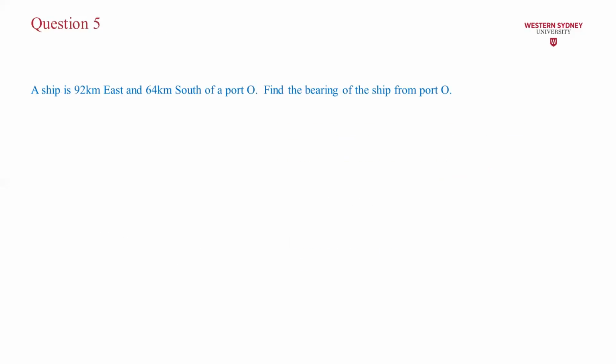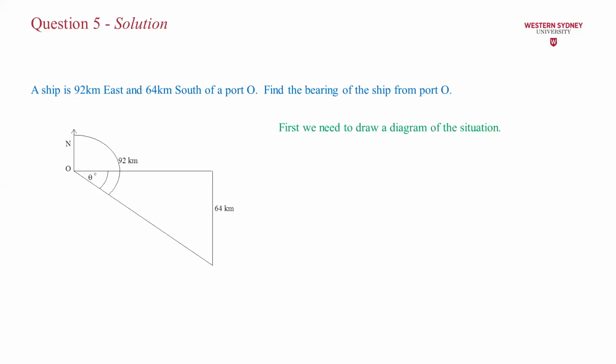Question 5. A ship is 92 kilometres east and 64 kilometres south of a port O. Find the bearing of the ship from port O. Pause the video now. First, we need to draw the diagram. So we go 92 east and then down 64 and we make a triangle.